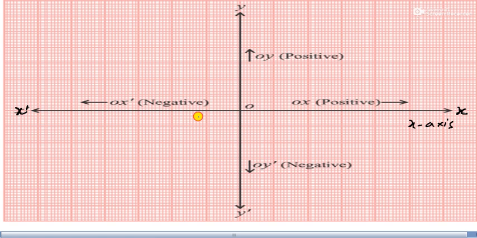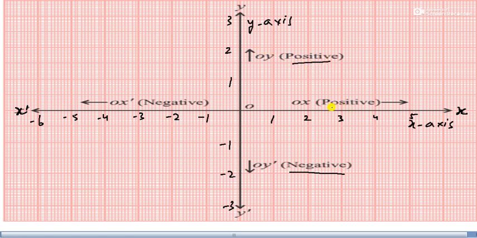So you can write the numbers here: -1, -2, -3, -4, -5, and -6. And here is 1, 2, 3, 4, 5, all positive. And here is the y-axis. It is positive upward: 1, 2, and 3. And downwards it is negative: -1, -2, -3. So downward is negative and upward is positive, and it is the y-axis.